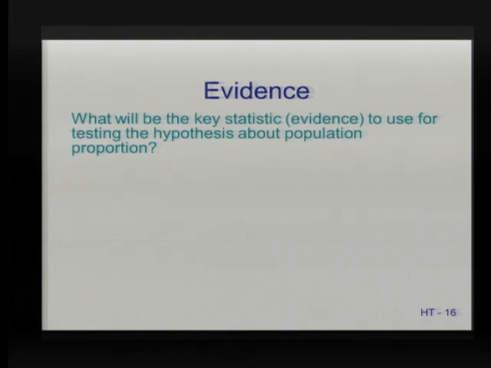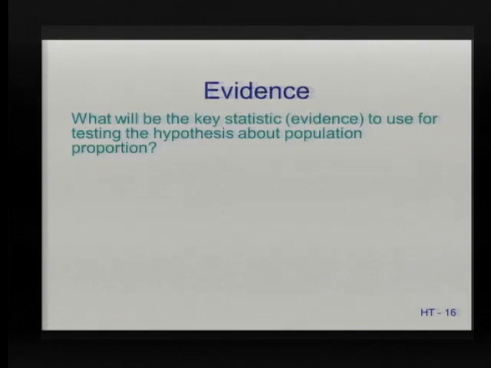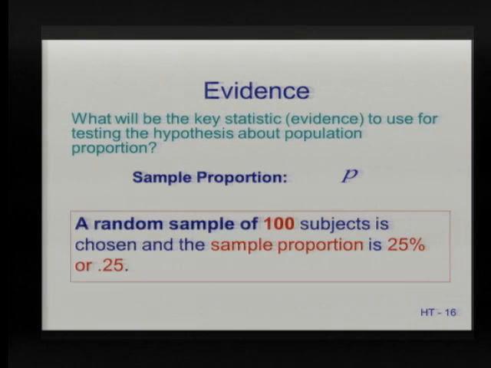So then what do we do then? We need to go and gather evidence. Okay, so we went out and collected data, and let's say I collect a sample of 100 subjects. Out of these 100 subjects, 25 of them are in favor of policy A.